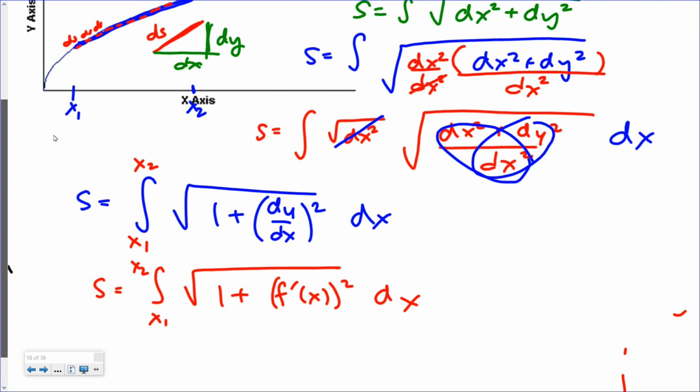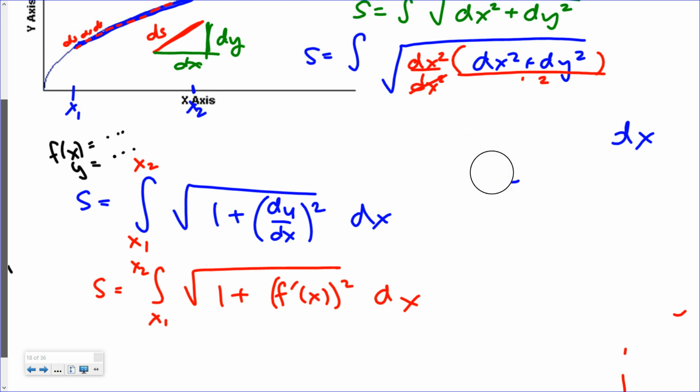This is very useful when you have f of x equals something, or when you have y equals something, right? Because here you would just take the derivative of y and put it right there, right? And here you would just take the derivative of f and put it right there, okay? But sometimes you're not given things in terms of y.